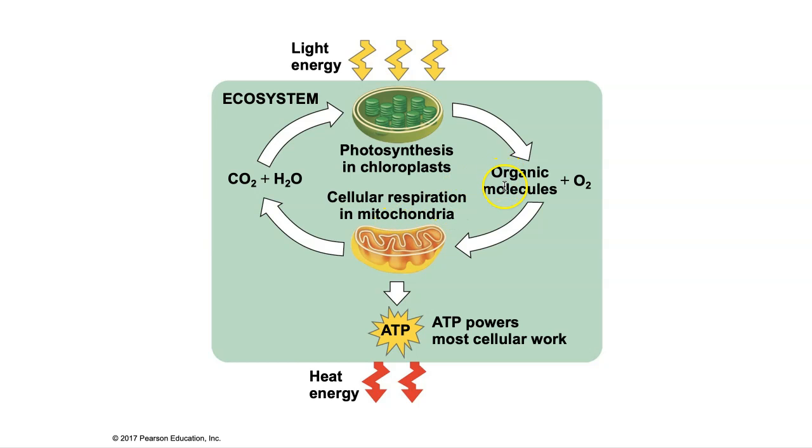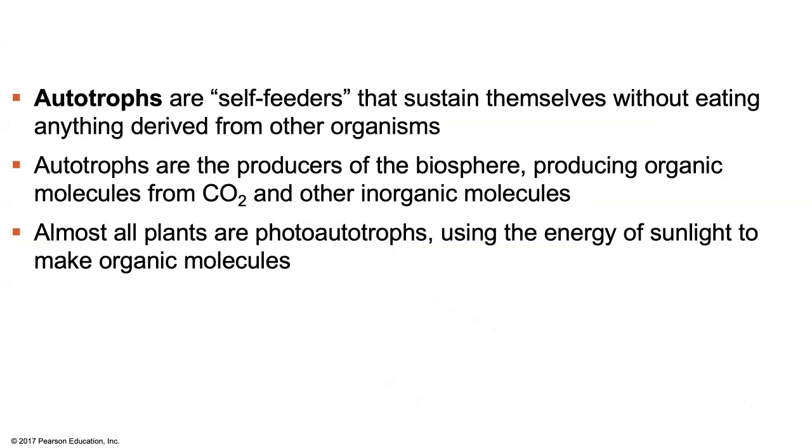It needs to take it from another organism. So there are specific terms for these, and that's autotroph and heterotroph. So an autotroph, auto means self-feeder. Autotrophs sustain themselves without eating anything derived from another organism. So in this example, autotrophs are those that are able to photosynthesize.